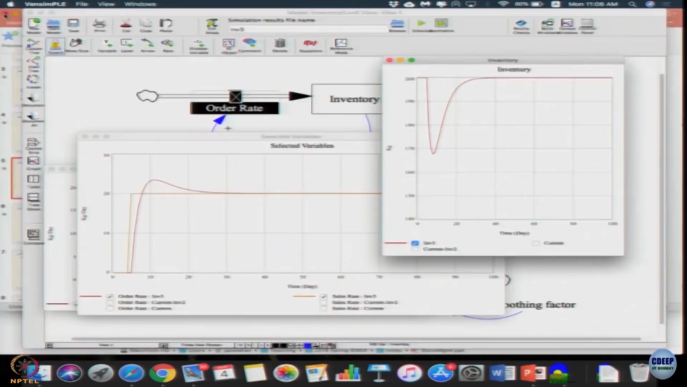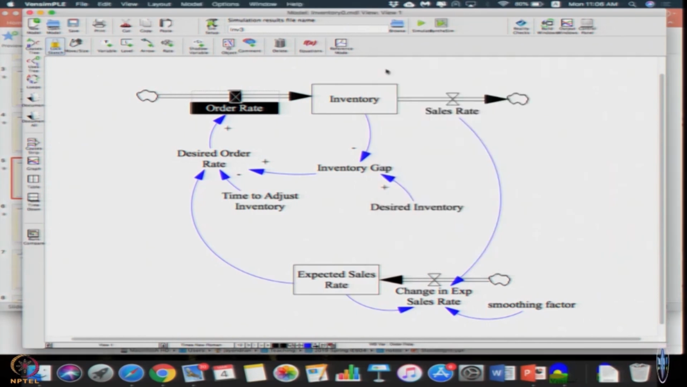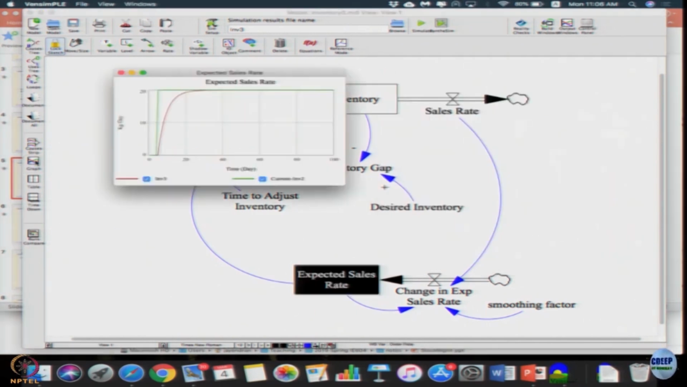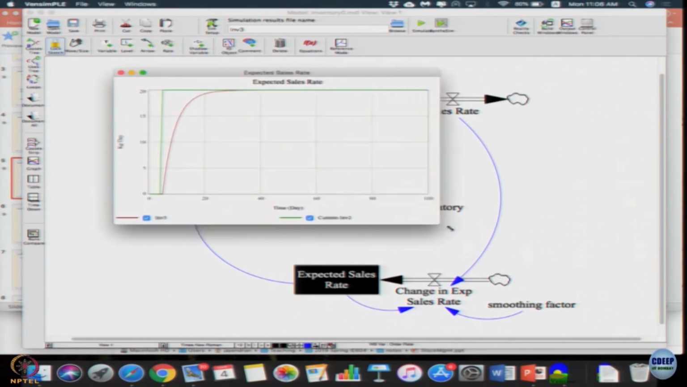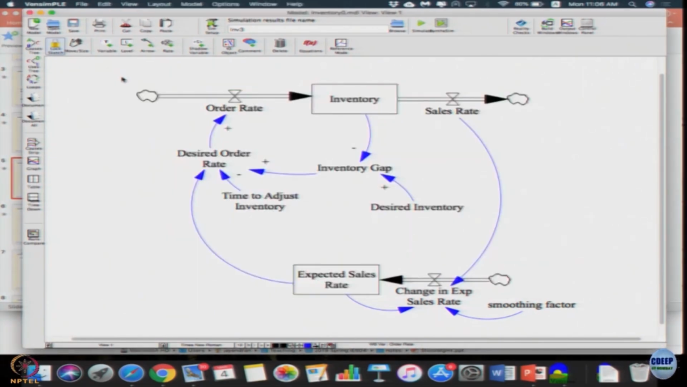Let us observe how the expected sales rate changes. Previously the expected sales rate changed instantaneously because you used instantaneous information, but now it will gradually approach because it is a first order delay and exhibits a goal seeking behavior. Any questions on this? It's clear, right?